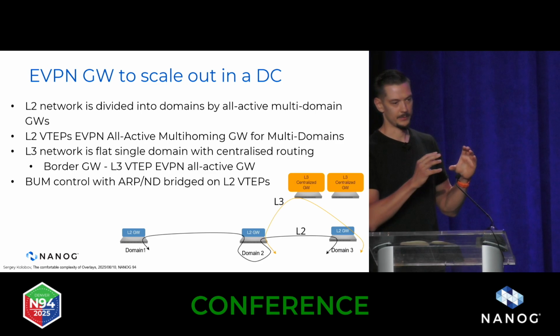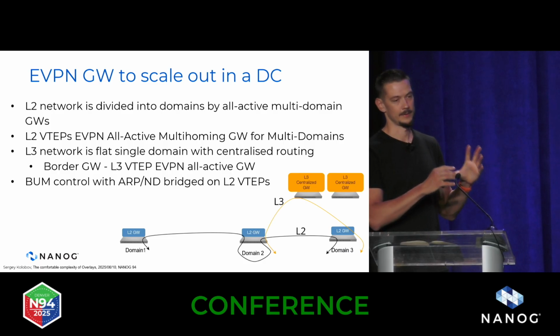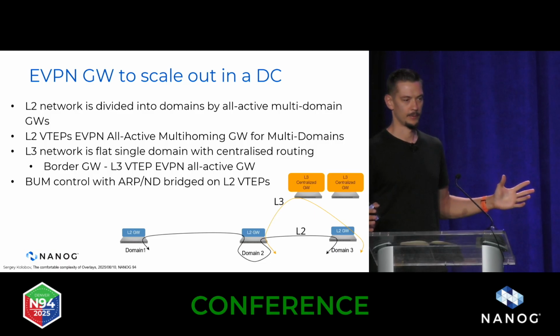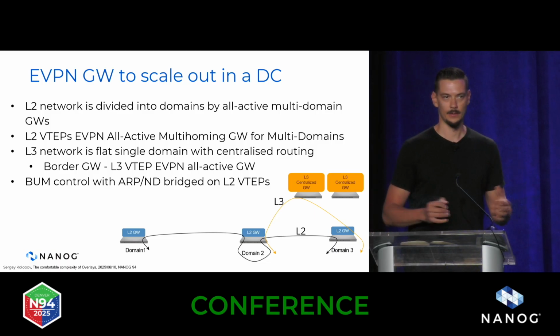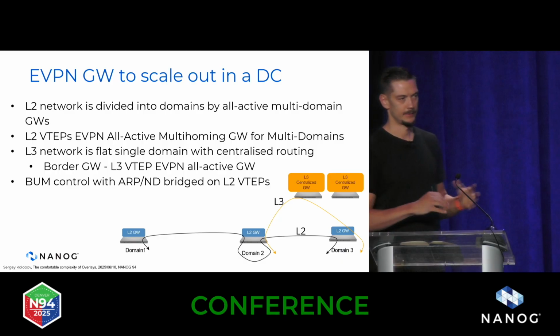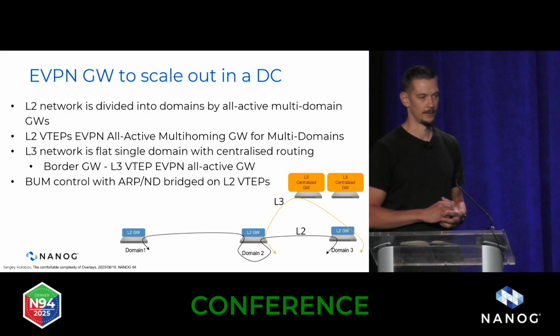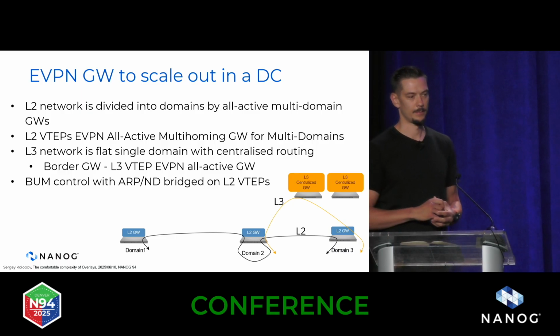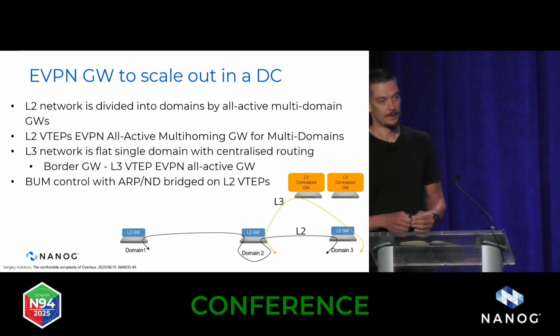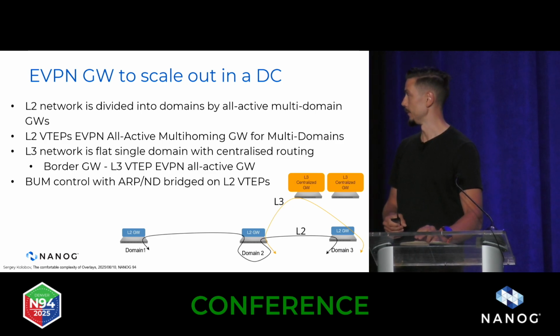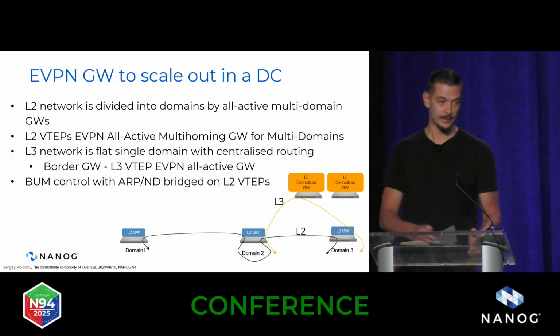And from the perspective of L3 gateways, they don't necessarily even need to know that we have divided our network into multiple EVPN domains from L2 perspective. It still looks like one flat network from their perspective as well. And we can rely on BUM control with ARP-ND bridge functionality on our L2 VTAPs. And again, this is an excellent opportunity to support larger scale deployments.